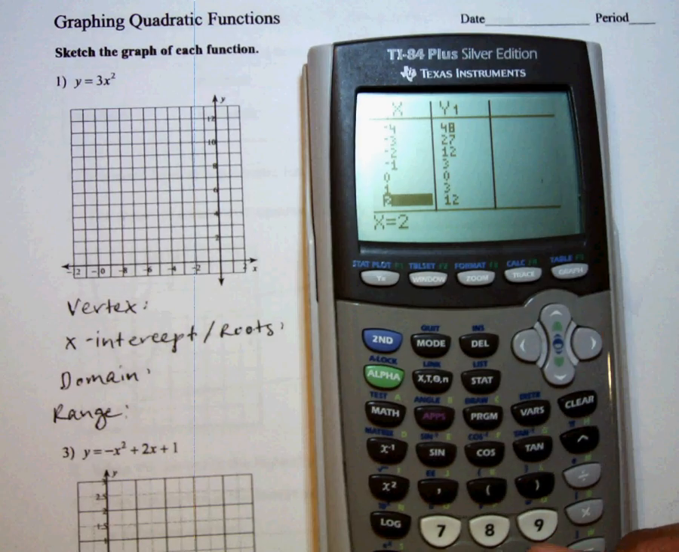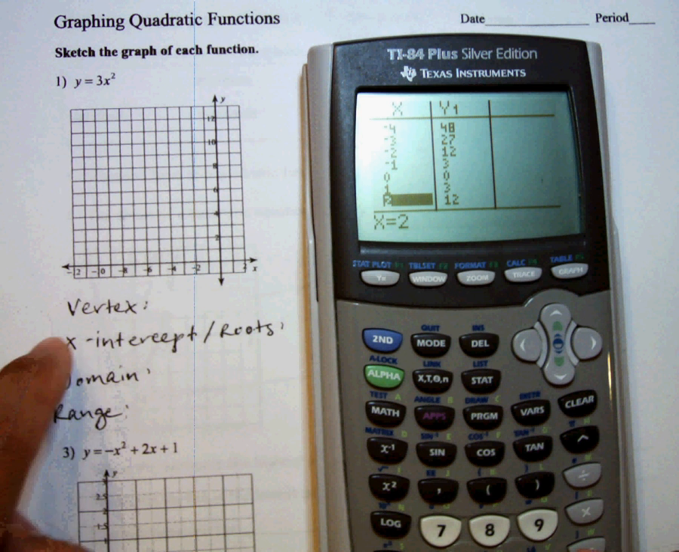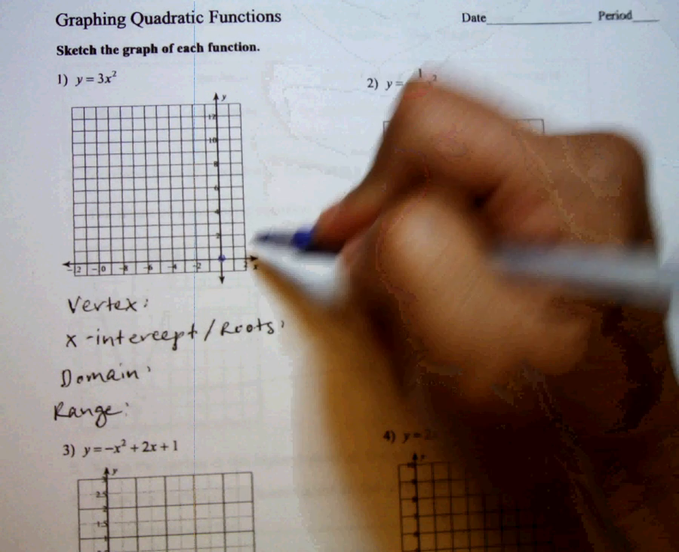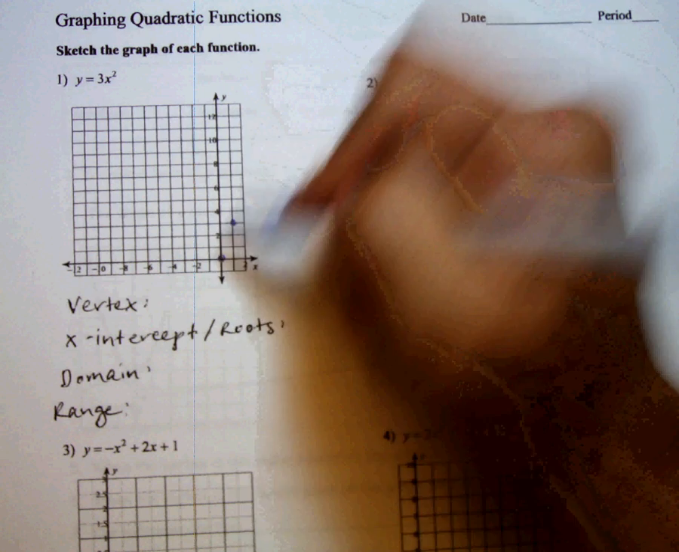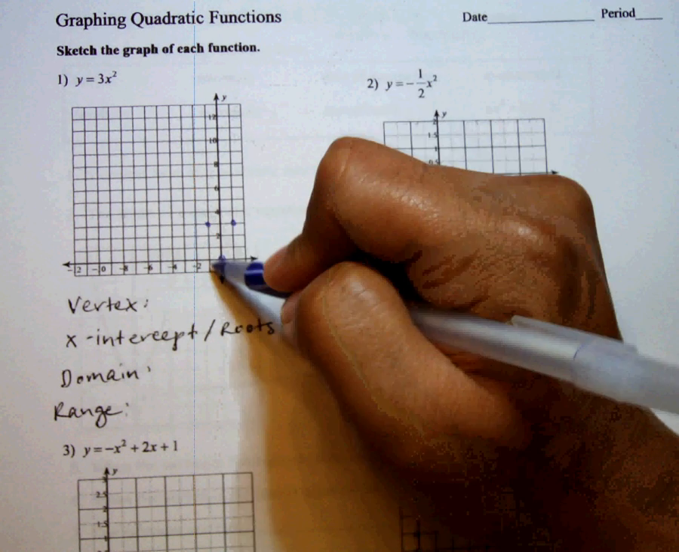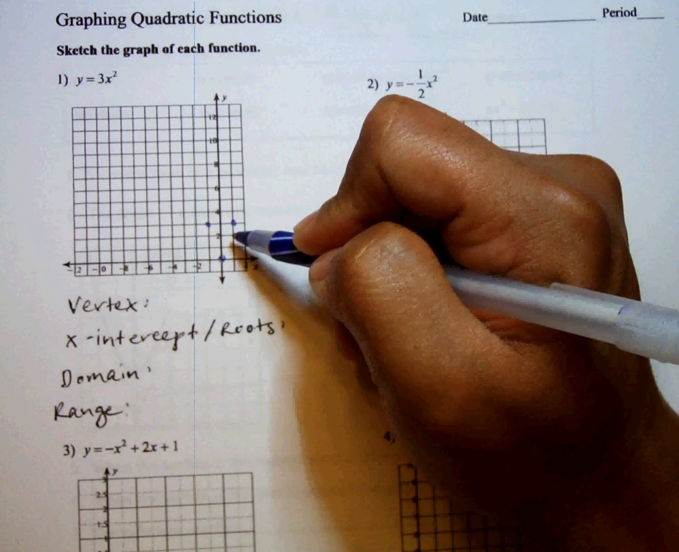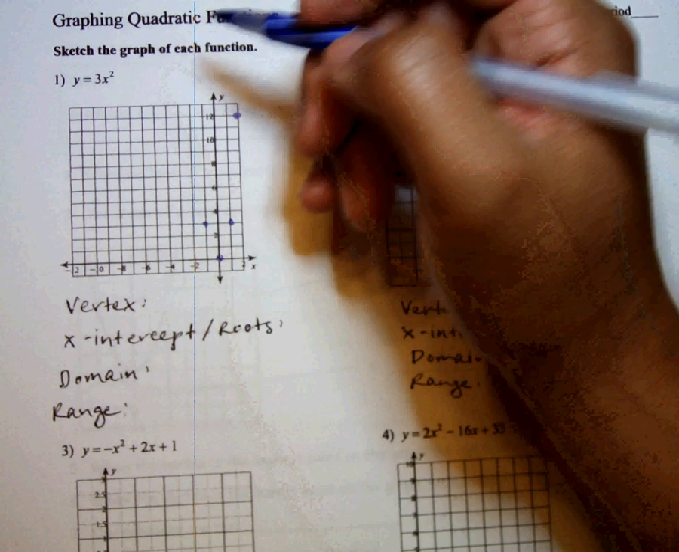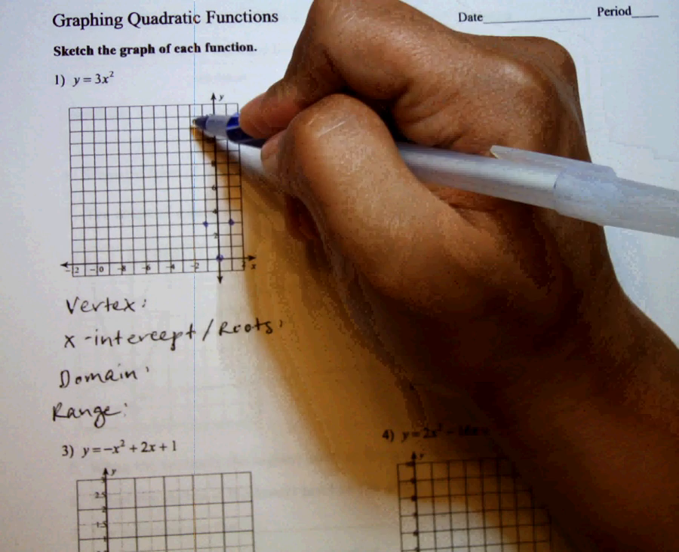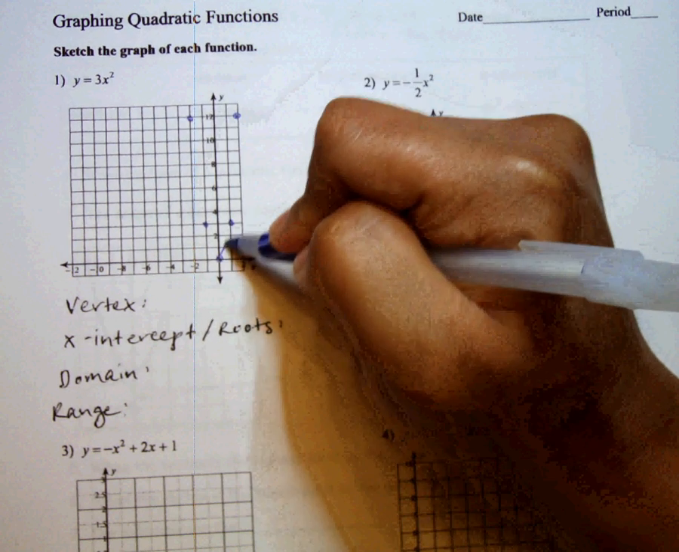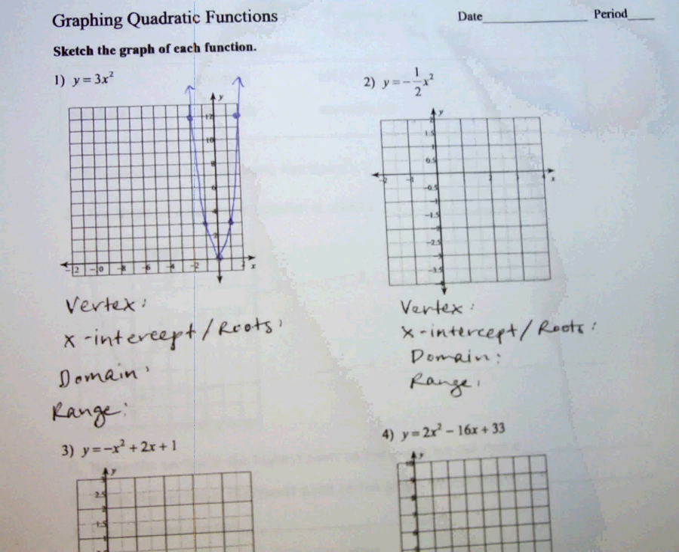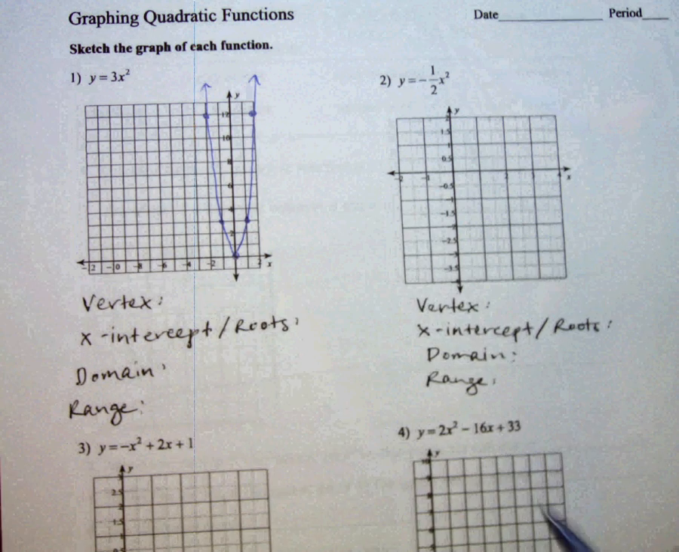So I'm going to be graphing this, and we're going to check what the vertex, x-intercepts, domain, and range are. So I have first here (0, 0), (1, 3), (-1, 3), (2, 12), and (-2, 12). So as you can tell, this is going to be my parabola.